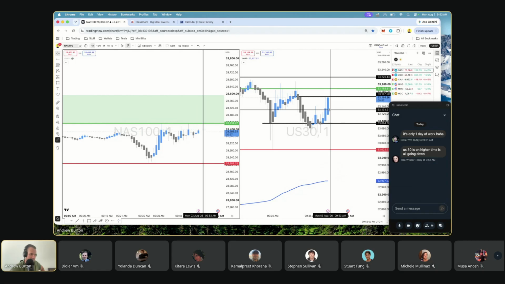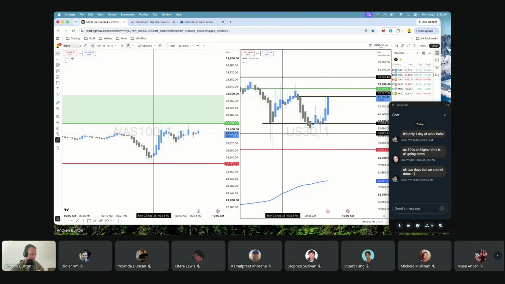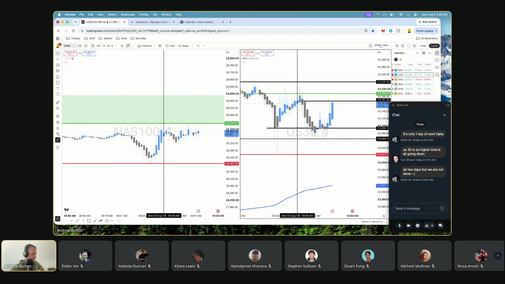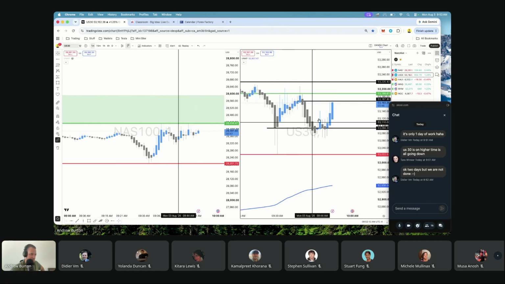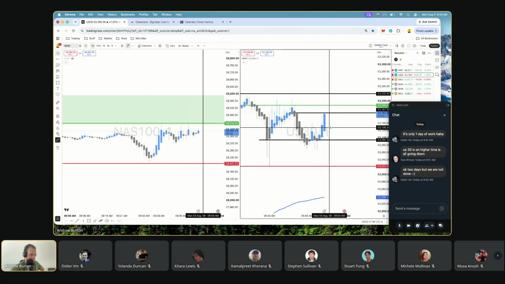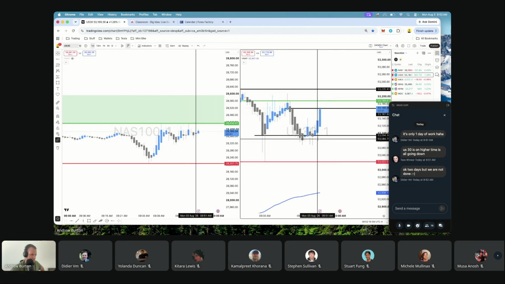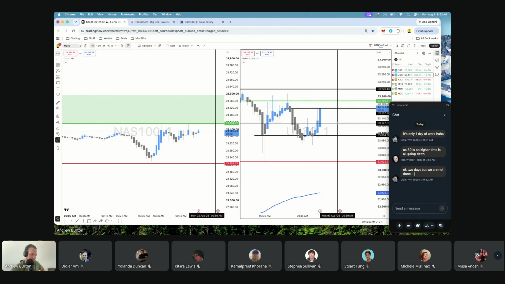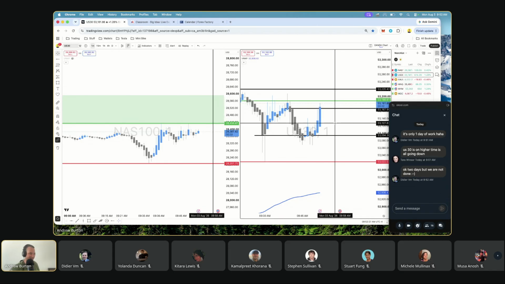US30 is on high time all going down. Well, it's been going up all night, so it could just continue the trend, and this could just be a little relief. So you can see here, guys, it went right to that target. So basically both those trades, I was in the wrong direction. Oh yeah, we're fine. This is Monday. It's okay. But it just sucks.